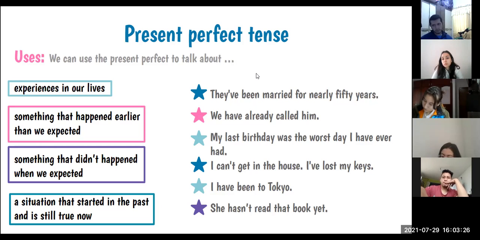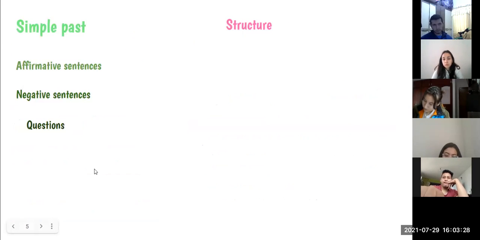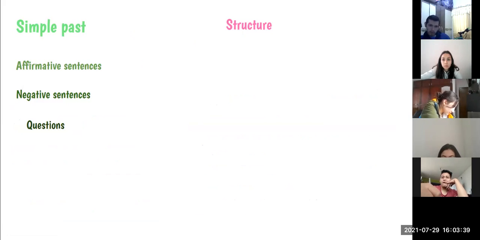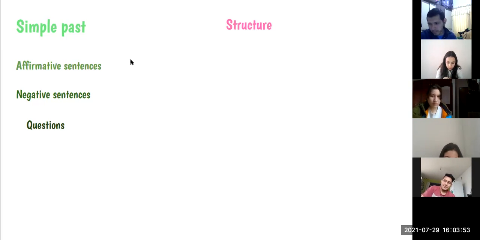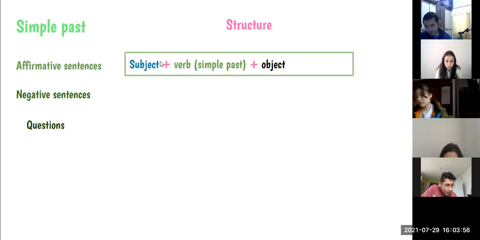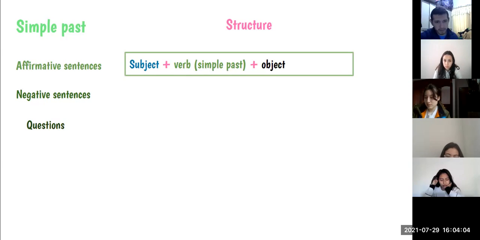Okay, then we're going to check the simple past. And you know the structure of the simple past, right? It's easy. What is the structure in the affirmative sentence for the simple past? First we have the subject. After the subject, we have the verb in the past, and then the object or the complement, right? Very good. What about negative sentences? How do we form negative sentences in the past?